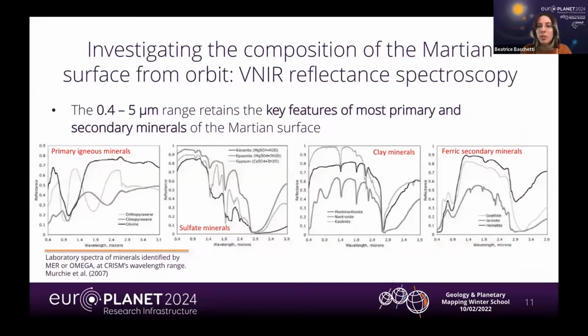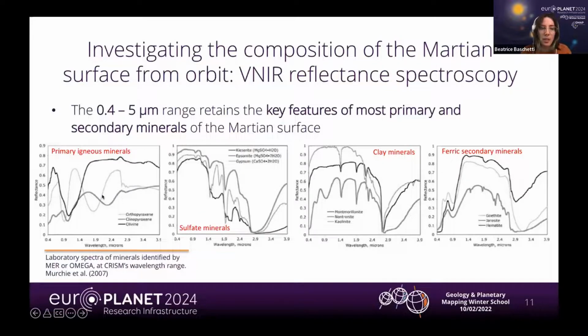So we'll focus on visible and near infrared reflectance spectroscopy because the range from 0.4 to 5 microns is important because it retains the key features of most of the primary and secondary minerals of the Martian surface that we have seen. So we have, for example, primary igneous minerals such as olivine and pyroxene, which have some absorption in this range, and also sulfate minerals, clay minerals, and ferric secondary minerals.